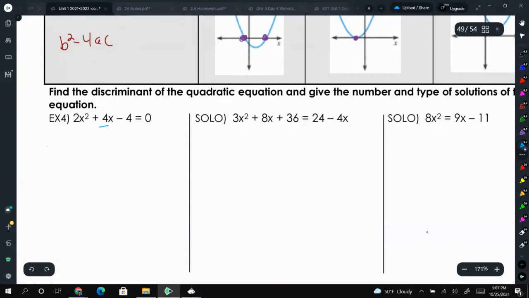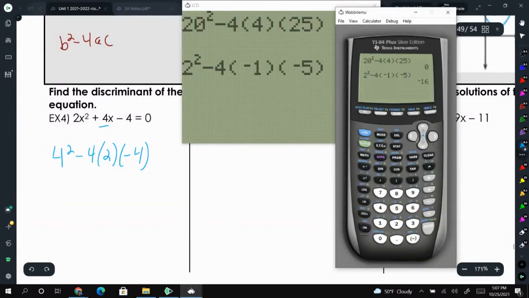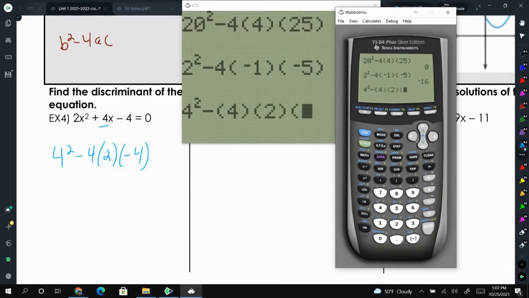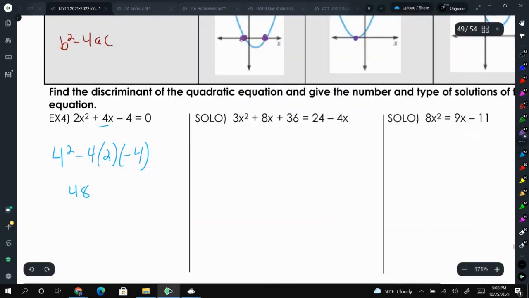So b is 4, so 4 squared minus 4 times a, which is 2, times negative 4. Type that all into my calculator. 4 squared minus 4 times 2 times negative 4. And we get positive 48. That tells us there are two real solutions.